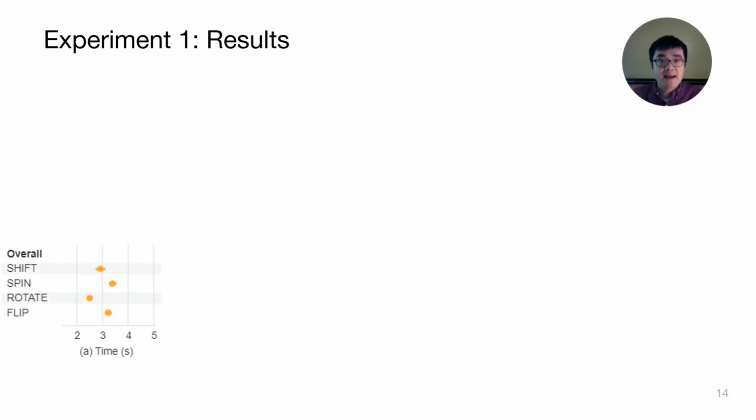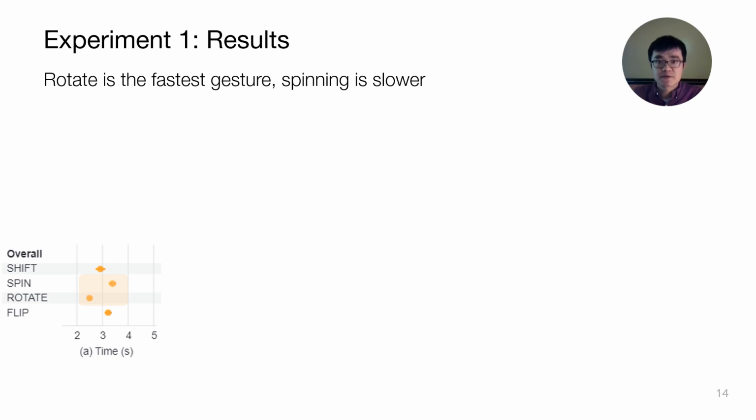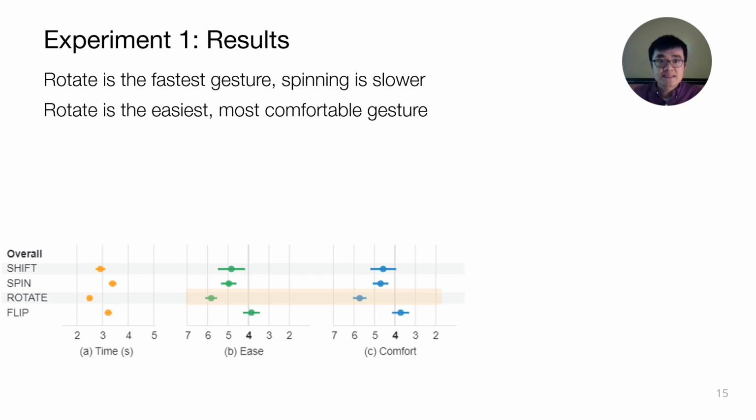Here are some high-level results. First, for the gesture time, rotate is the fastest gesture, and spin is a bit slower. A full spin gesture includes a short shifting movement, which may be the reason. For the easiness and comfort rating, rotate is also rated as the easiest and most comfortable gesture.